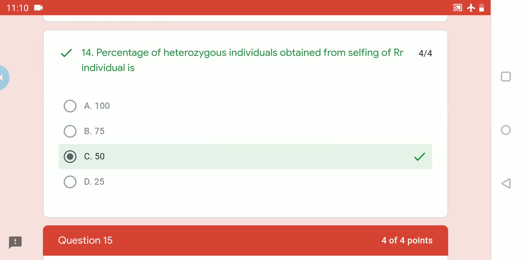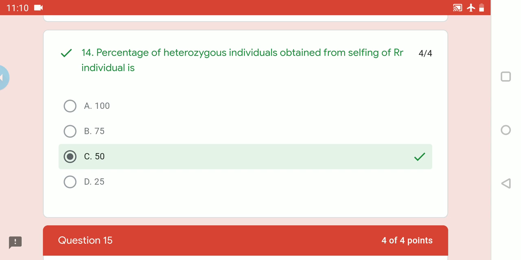Next question. The percentage of heterozygous individuals obtained from selfing of capital R small r, heterozygous round. So capital R small r means heterozygous round. Just work it out. According to Mendelian law, while working on the monohybrid cross, the parents will be capital R capital R and small r small r. If you cross these two, you will get capital R small r.